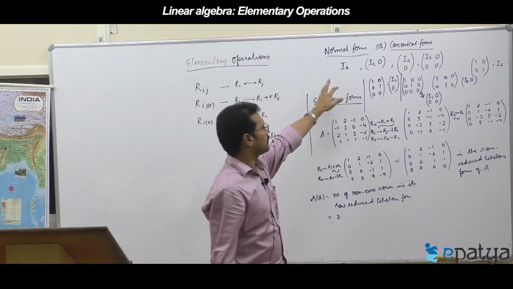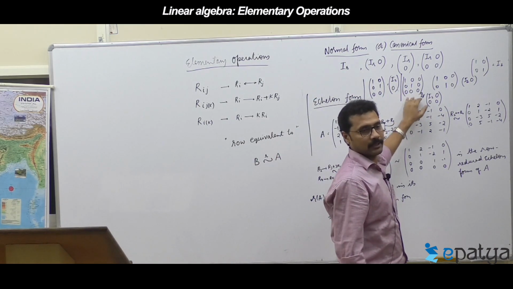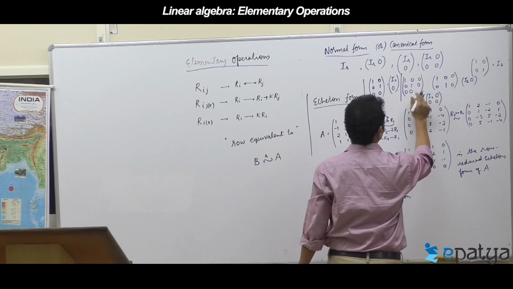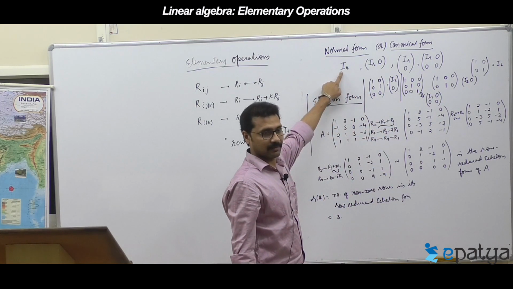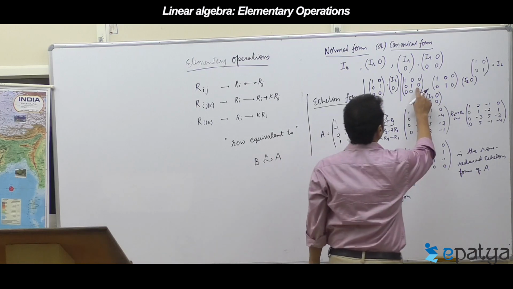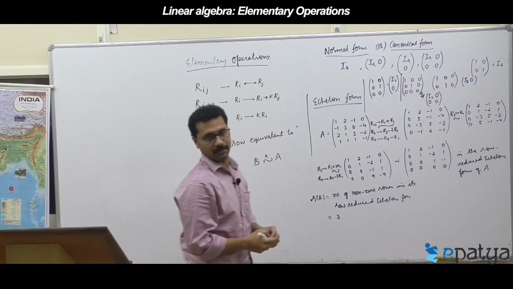Are you getting that? Suppose it is a 3 by 3 matrix and the rank of the matrix equals 3. I should have got the form I3. So all these things come with row reductions.